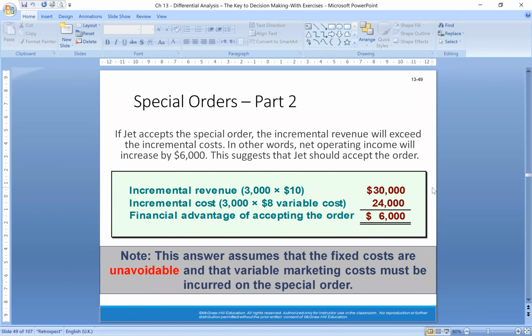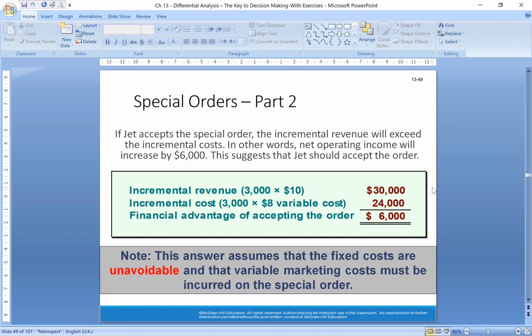No. If we have any change in the fixed expenses, we have to add a line here called incremental fixed costs. Okay, but from our question, we don't have any change for the fixed expenses. That's why we do have an additional, if you like, incremental net income of 6,000. So we do have an advantage. If this number is positive, as we say, we do have an advantage of accepting the offer.